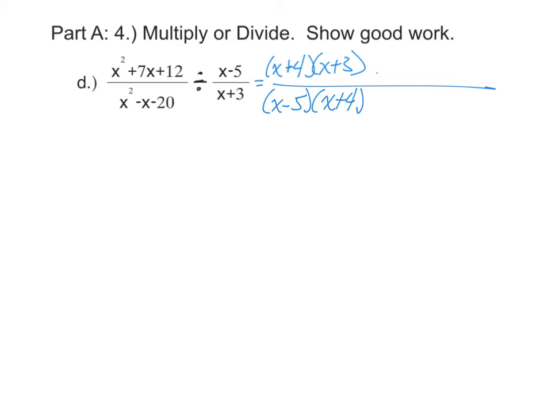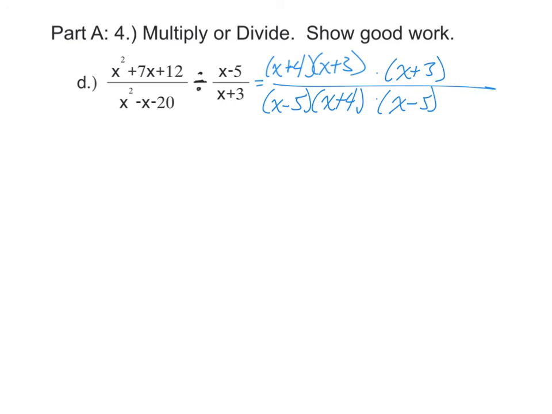And we're going to multiply by the reciprocal. So instead of division, this is where the multiplication comes in. And we'll take the reciprocal of this fraction. So the numerator is going to be the x plus 3, and the denominator will be the x minus 5. Now that it's written as multiplication, we go and look for common factors. And I see this x plus 4 that can cancel.